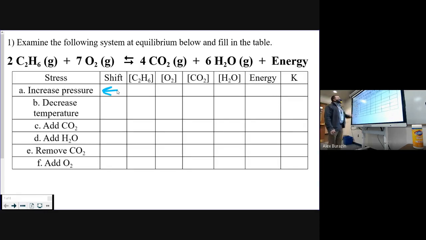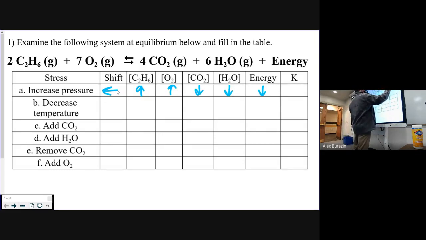But anyway, so here's my shift. All these other things are going to change based off of where we're headed. So that's going to go up. This will go up, down, down, down, and K doesn't change unless we have a change in temp.